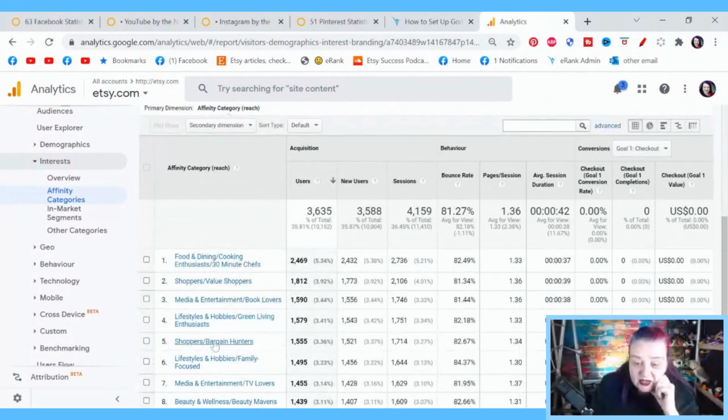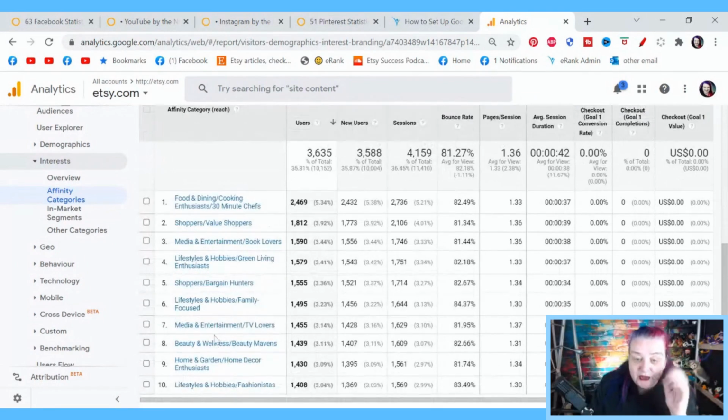But one thing that is really cool, now it's sorted by users first of all, so this is really important. You're seeing in the affinity the top likes of the people that are coming to my shop, like 30-minute chefs, that is weird, and then value shoppers, and then book lovers. And we can see the number of people that are into all these things. That's cool. But we can also see how many pages they looked at when they came to my shop, or the bounce rate.